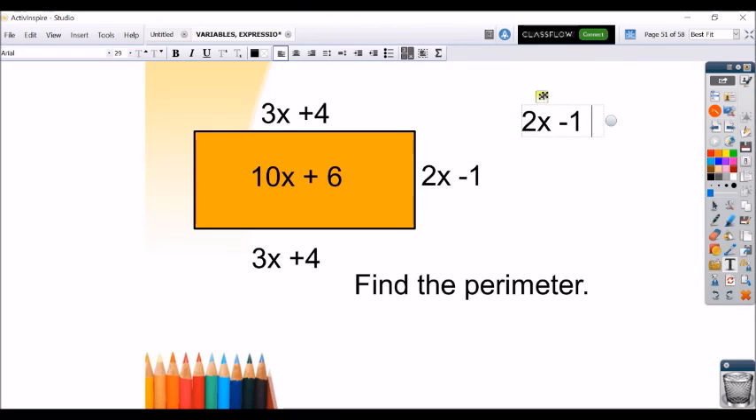So I hope this helped you a little bit with combining like terms. And tomorrow we will be talking about factoring expressions.